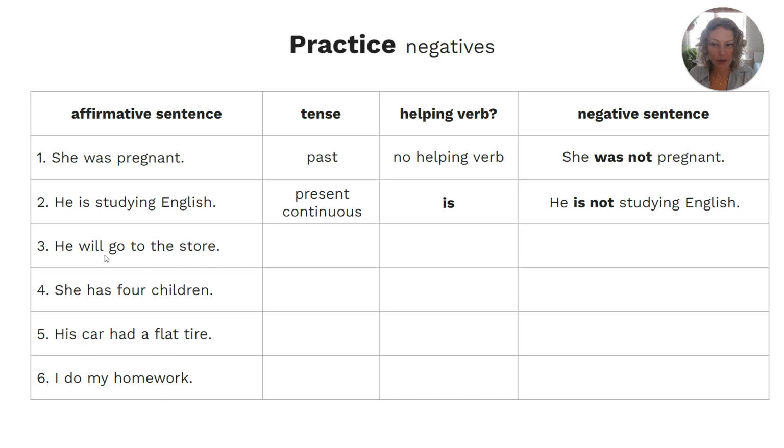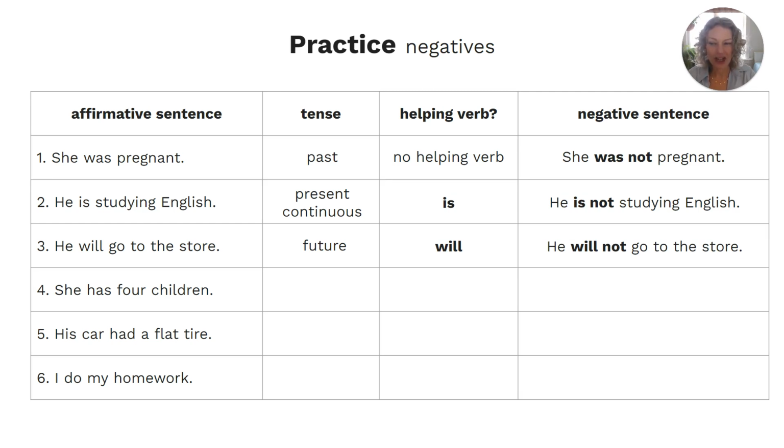Number 3, he will go to the store. First of all, decide what's the tense. The tense is future, right? As soon as you see will, hopefully you know that's the future. And is there a helping verb with the future tense? Yes, there's the modal will. And so all we need to do is put not after the helping verb. He will not go to the store. He won't go to the store.